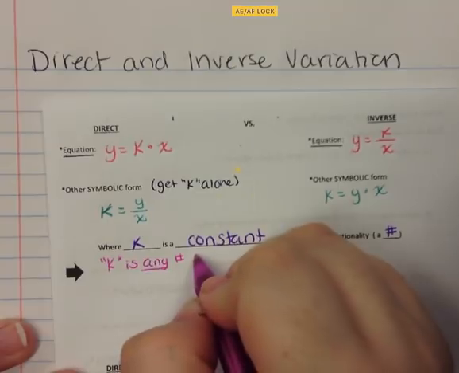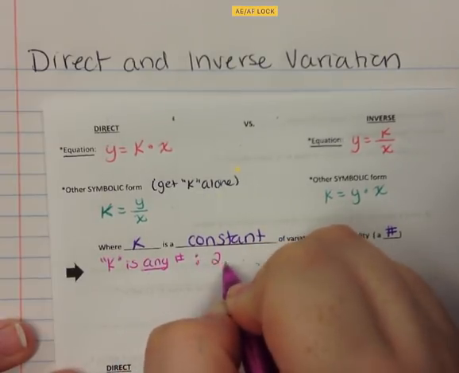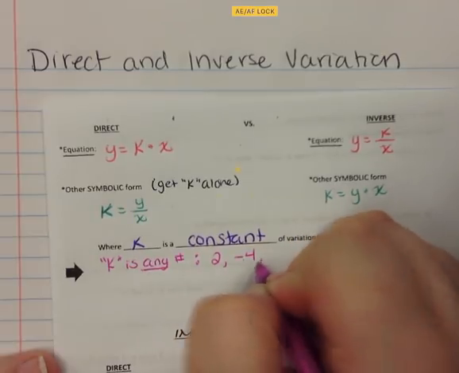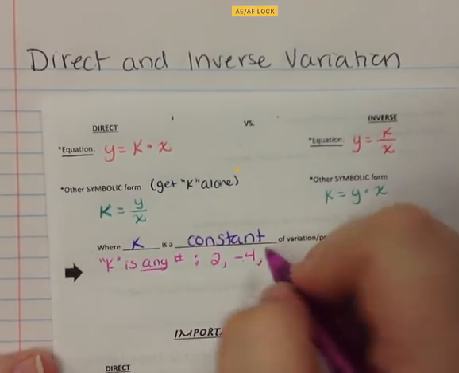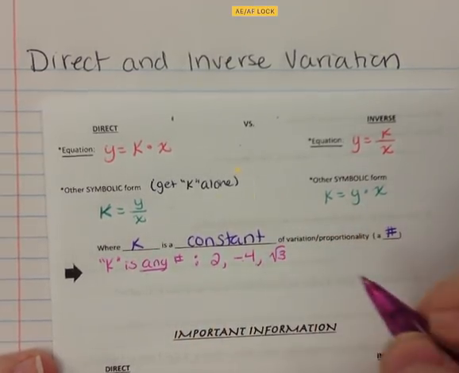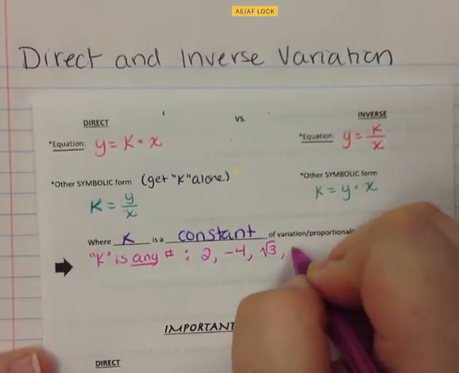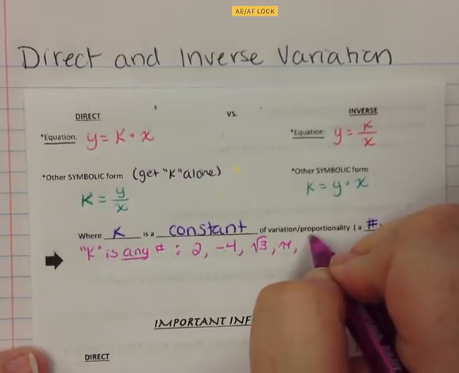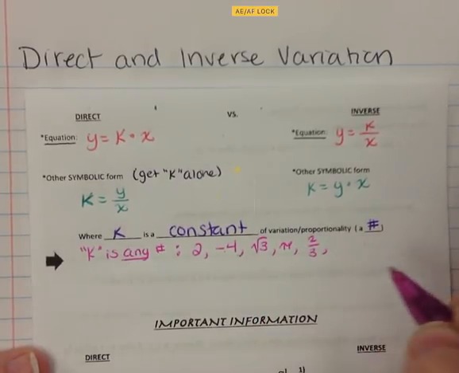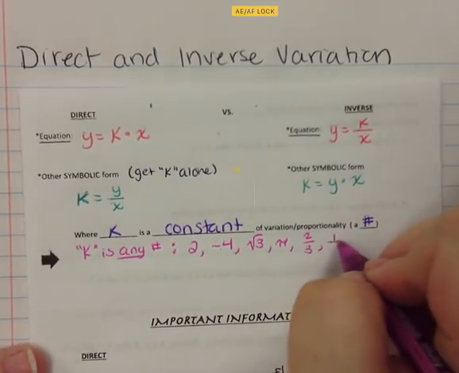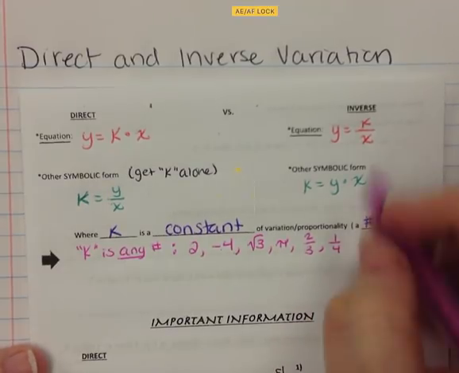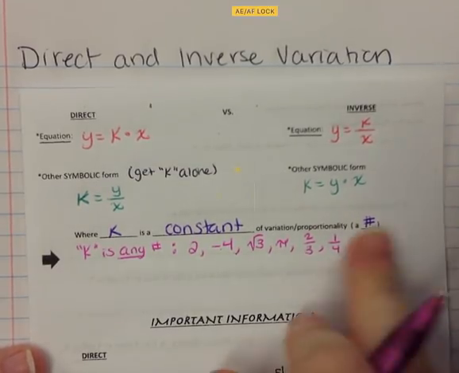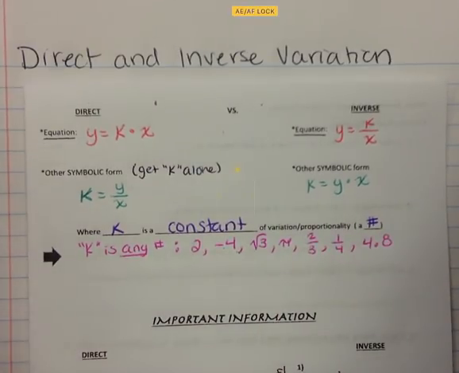That means that it can be a 2. K could be a -4. K could be the square root of 3. K could be pi. K could be a fraction. It could be 2/3. K could be a 1/4. K could be a decimal, like 4 8/10. It can be any type of number.